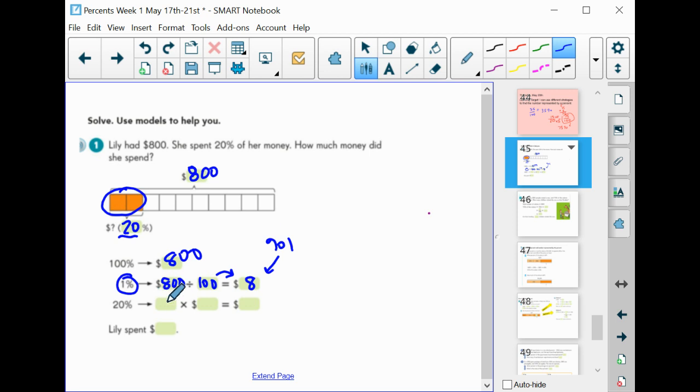And we can use that. If we know she spent 20%, we can multiply 20 times our $8, our 1%, to get $160. Okay? So Lily spent $160.